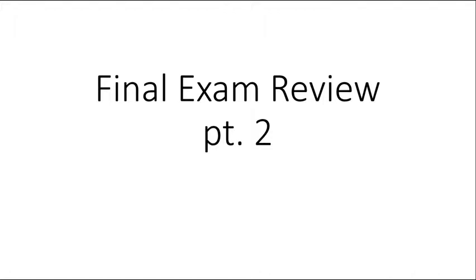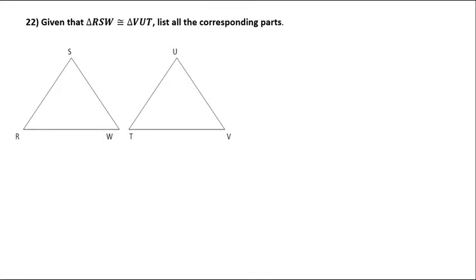Okay, so today we're going over the final exam review, part 2. Let's start off with the first problem, 22. It says here, given triangle RSW is congruent to triangle VUT, list all the corresponding parts.